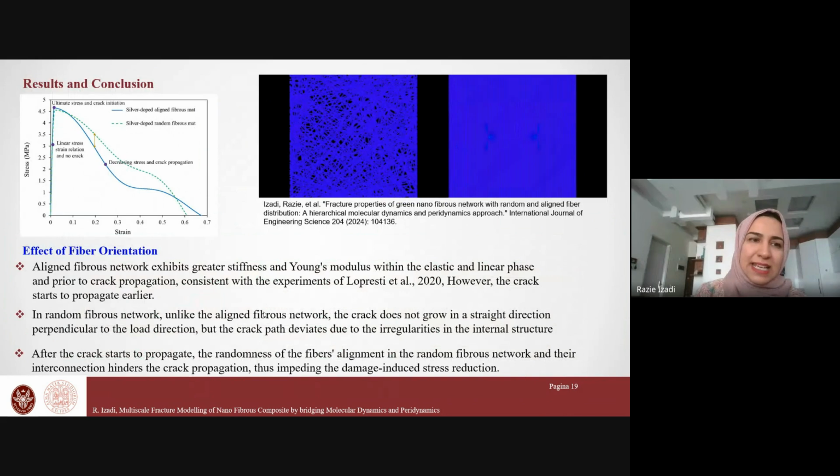You can see that the aligned fibrous network exhibits slightly higher stiffness and Young's modulus. That is, again, consistent with experiments of Lopresti et al. However, as you see, the crack starts earlier in the aligned fibrous network than the random one. And also, in the random fibrous network, the crack doesn't grow in a straight direction perpendicular to the loading direction, but the presence of fibers in different directions deviates the crack path.